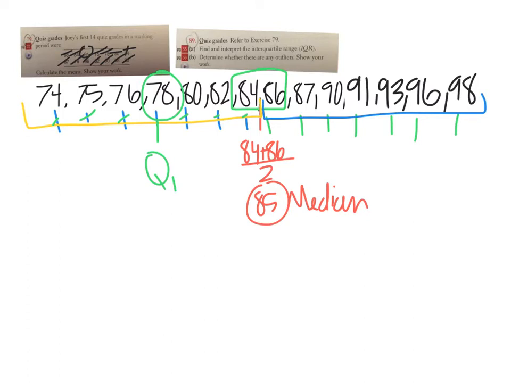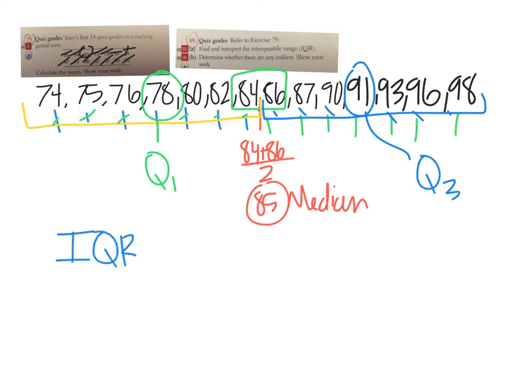Oops, I messed up. Notice I accidentally left off the 86. So I'm going to go back and actually count the 86 this time. So 86 is 1, 2, 3. 1, 2, 3. So notice I have 3 on each side. So Q3 is 91. Now IQR, which stands for the interquartile range, is defined as Q3 minus Q1.